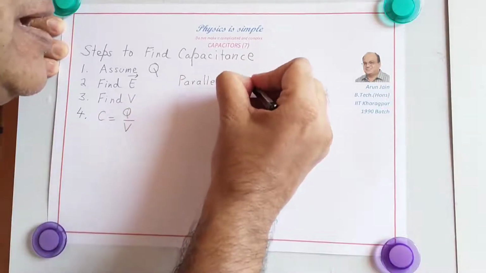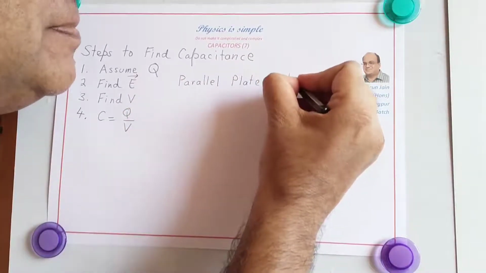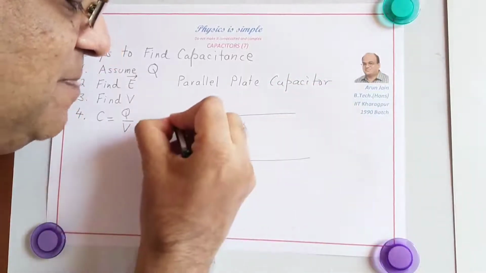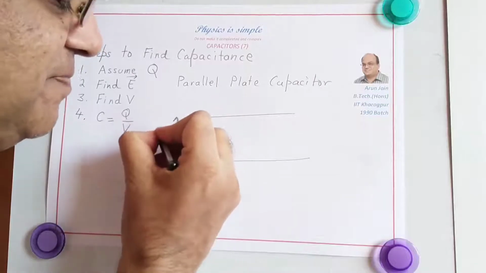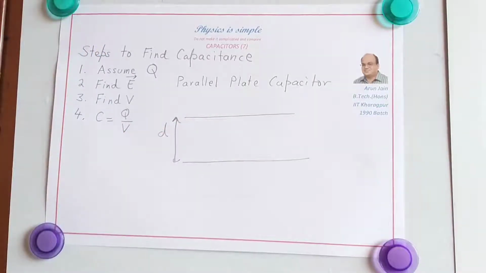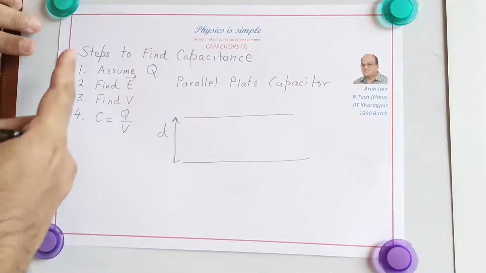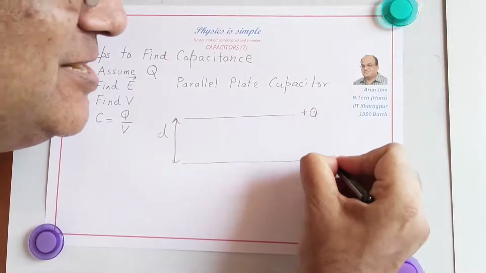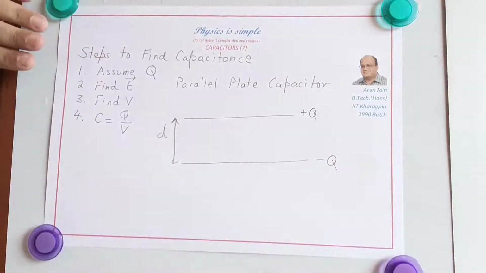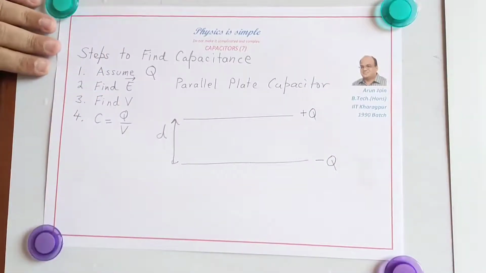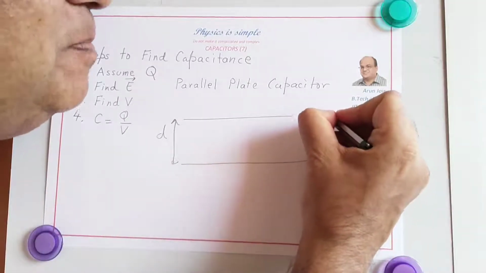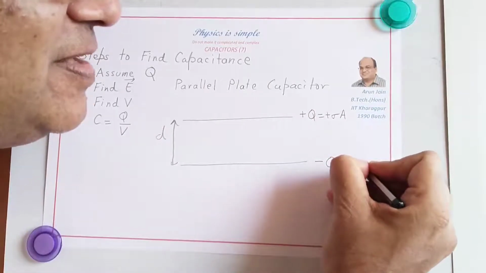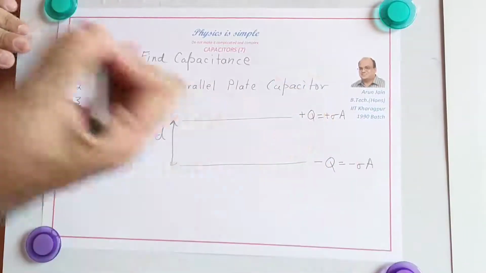Parallel plate capacitor. This has 2 parallel plates separated by a distance d. Now we have to assume charge Q on the plate. So plus Q charge here, minus Q charge here, and let sigma be the charge per unit area. So this plus Q is plus sigma into the area of the plate, and this is minus sigma into the area of the plate. Both the plates have the same area.